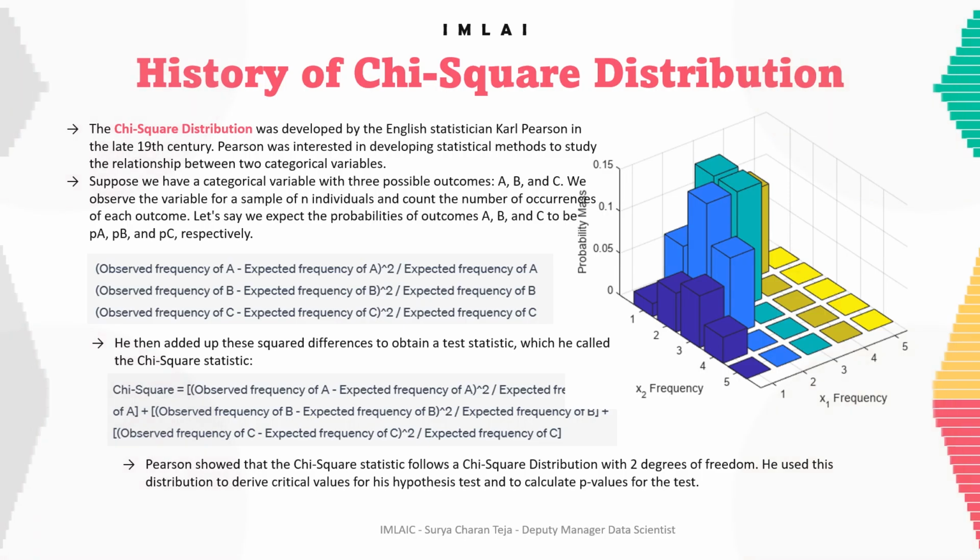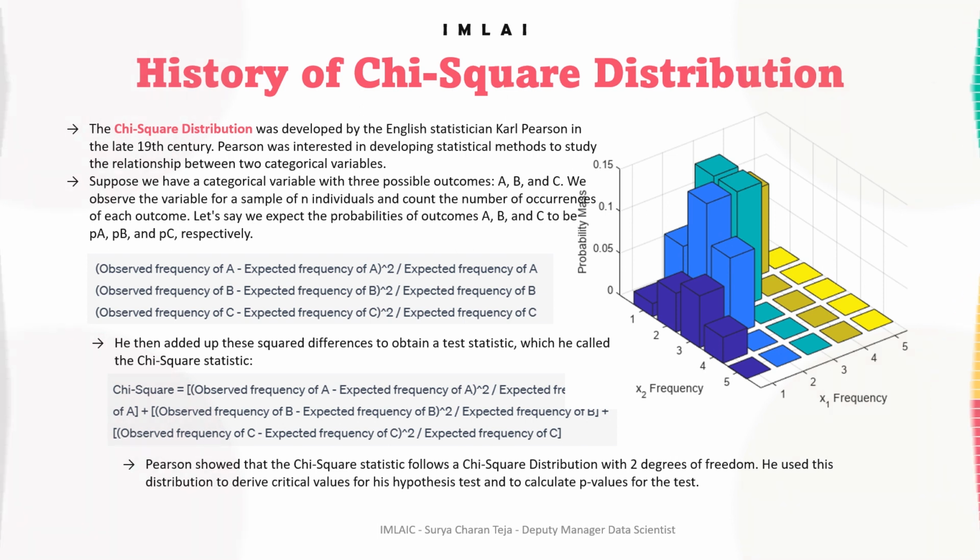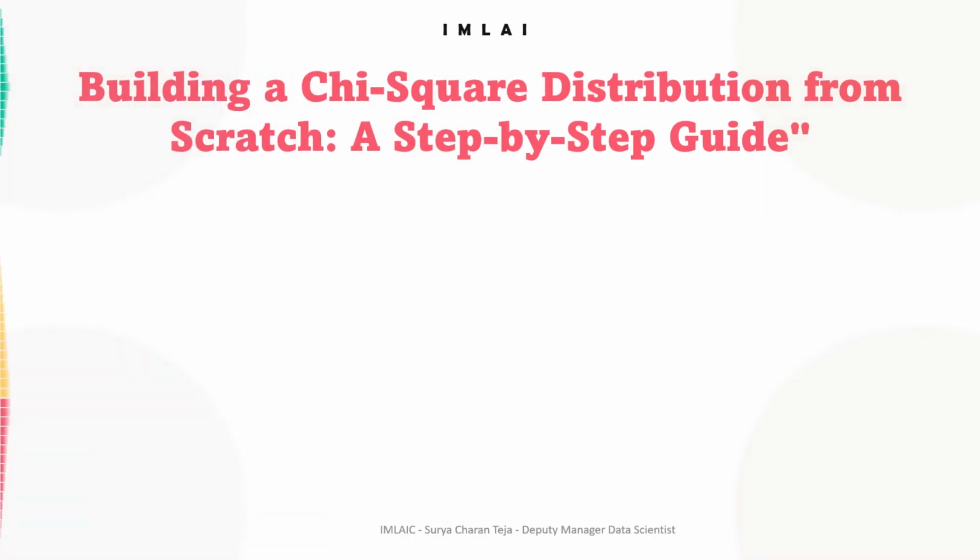So we have seen the history of the chi-square distribution, and how Karl Pearson brought up this chi-square distribution out of his necessity. Now we will look into the step-by-step guide to build a chi-square distribution from scratch.